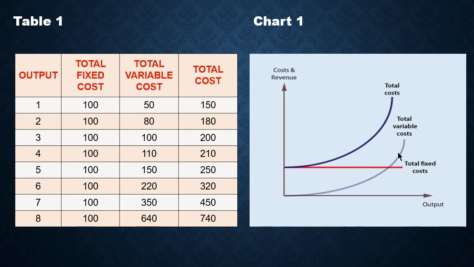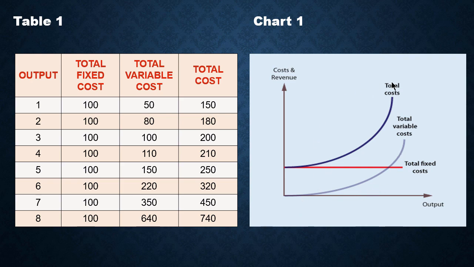Here we can see the total fixed cost. Even if we increase the volume of the production, total fixed cost will remain the same. For the total variable cost, we have it here. The total variable cost curve slopes up at an accelerating rate, reflecting the law of diminishing marginal return. So this is the appearance of total variable cost.